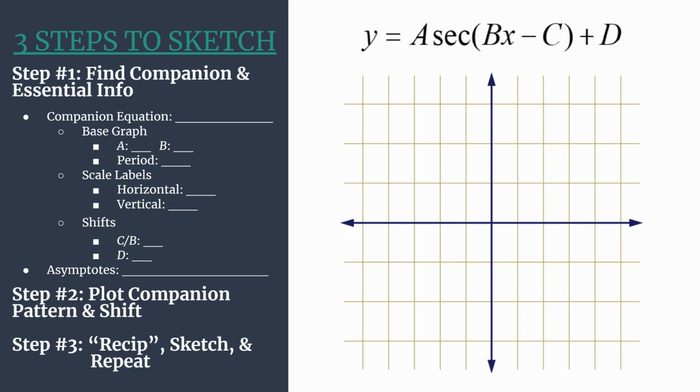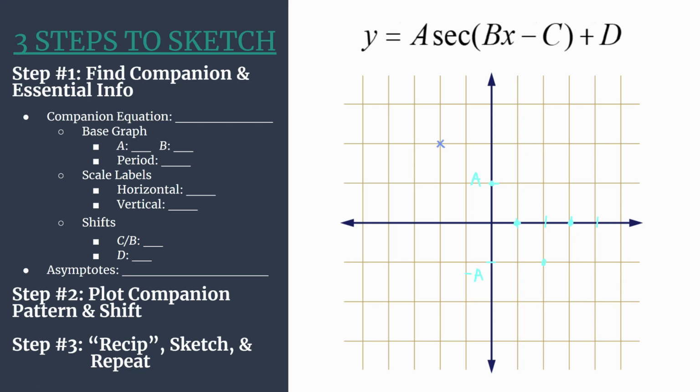So you do all the analysis. You would label your horizontal and vertical axis. So let's just say A, negative A. And we won't even label those horizontal tick marks, but we know our companion pattern for cosine would look roughly like this. And let's just say that the shift was left 2 horizontal grid units and up 1 horizontal grid unit.